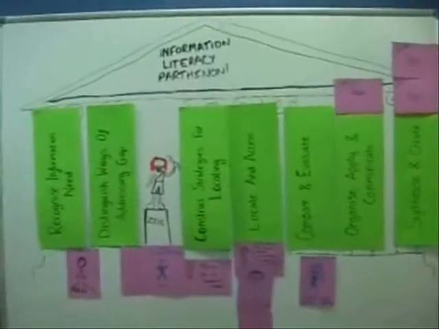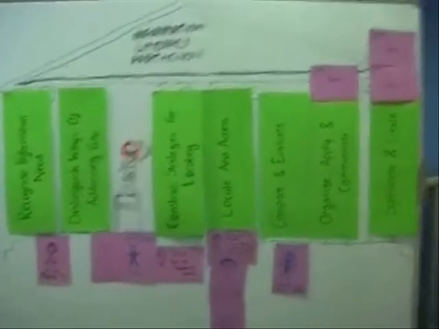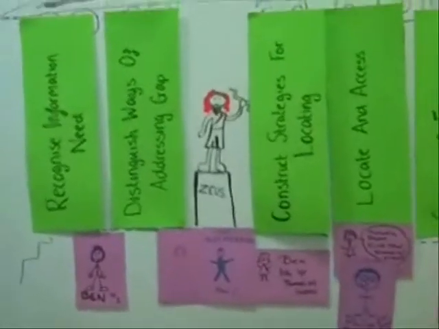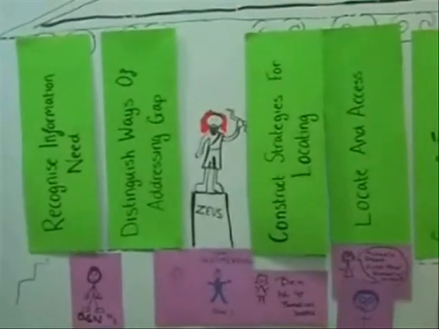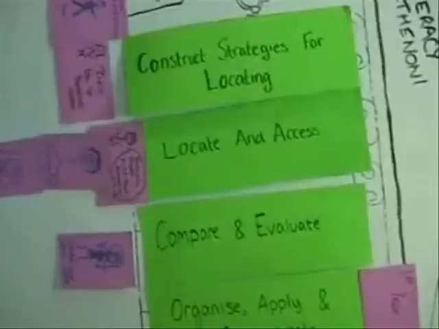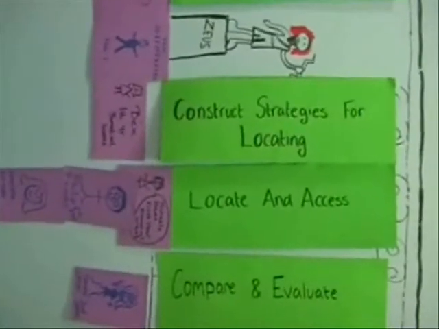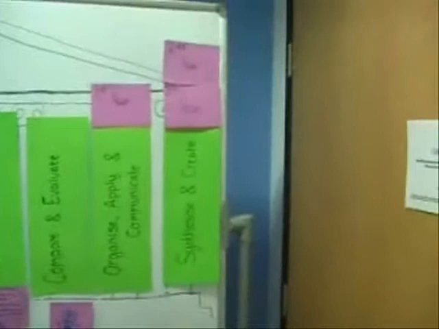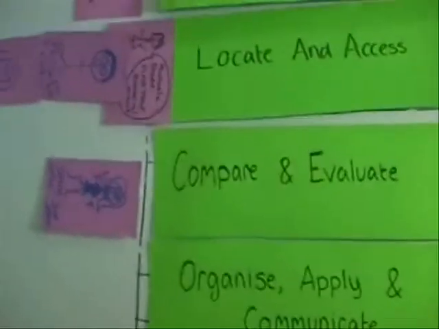After 8 students have completed our challenge, all of our first year students have placed themselves in the bottom half of the information literacy Parthenon, and 1 student in second year has put herself in the top half. This is compared to the librarian's view that first year students should be able to organise, apply and communicate. The closest they feel they come is locate and access. The second year students, in the librarian's opinion, should be able to synthesise and create. According to our second year students, they're only able to compare and evaluate.